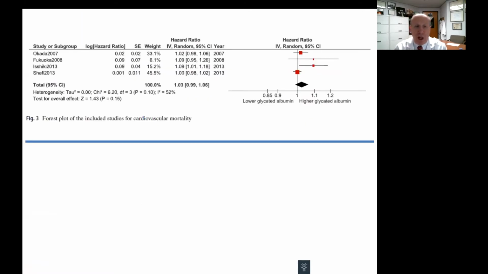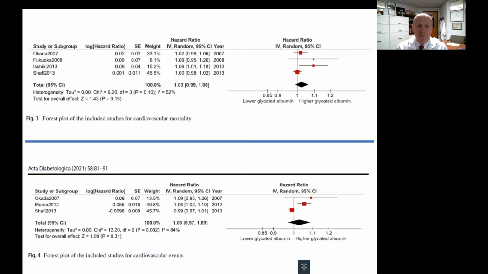This is the effect of glycated albumin on cardiovascular mortality. Again, you see a strong trend, just missing statistical significance in these almost 26,000 patients. The same for glycated albumin and cardiovascular events: again a strong trend, just missing statistical significance, felt to be due to being underpowered in this 26,000-person meta-analysis.